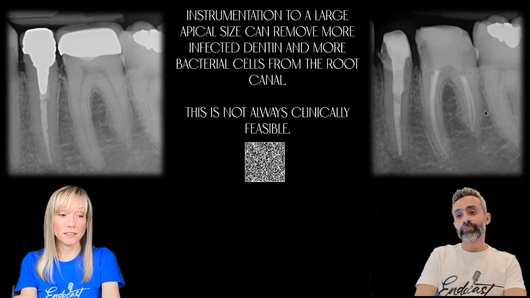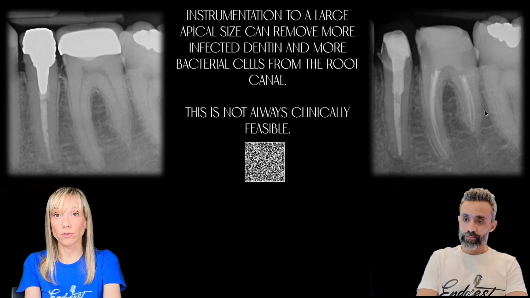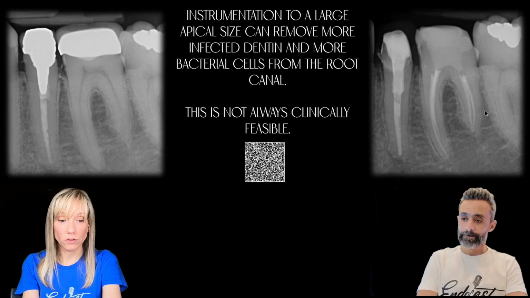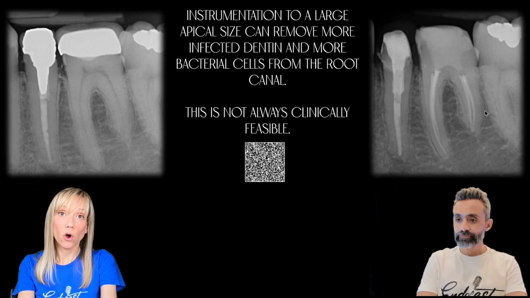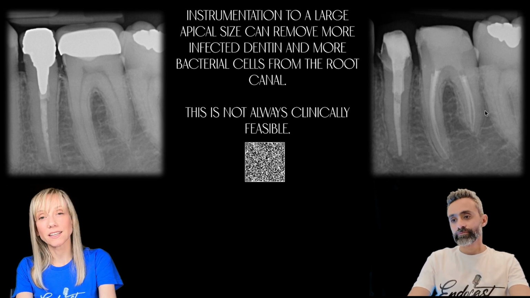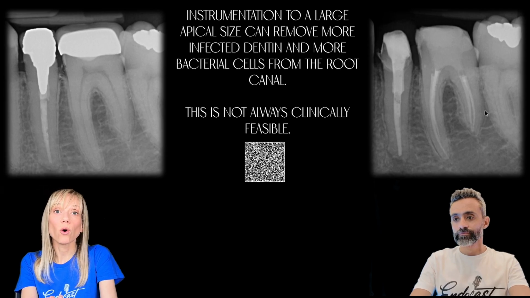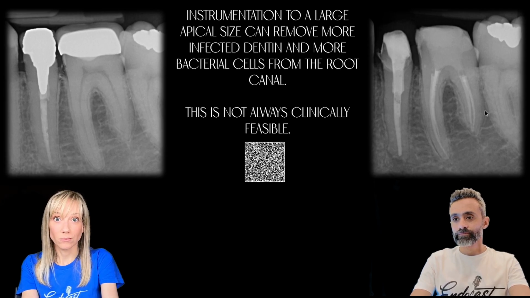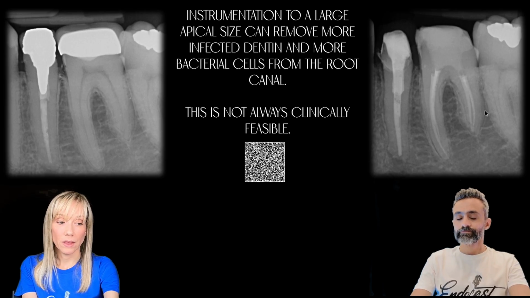Yeah, and we know that increasing the apical preparation size can improve the penetration of the irrigant because a larger canal allows for better flow, better exchange of irrigant, and more effective cleaning. But clinically speaking, this is not always feasible. We cannot achieve this all the time.